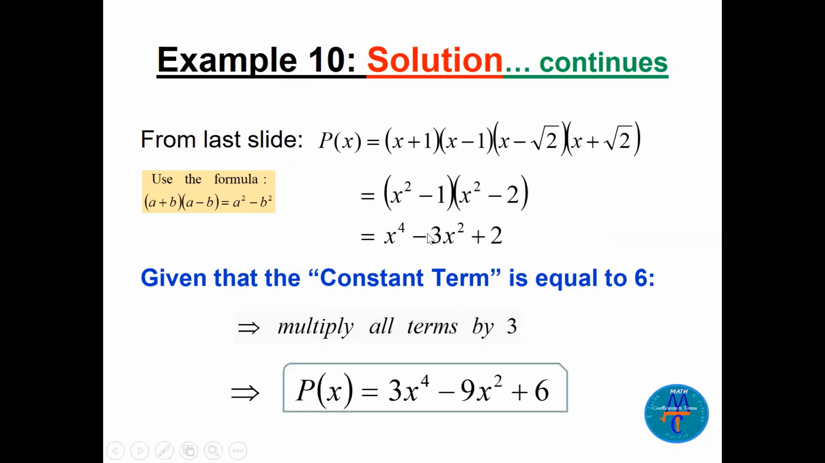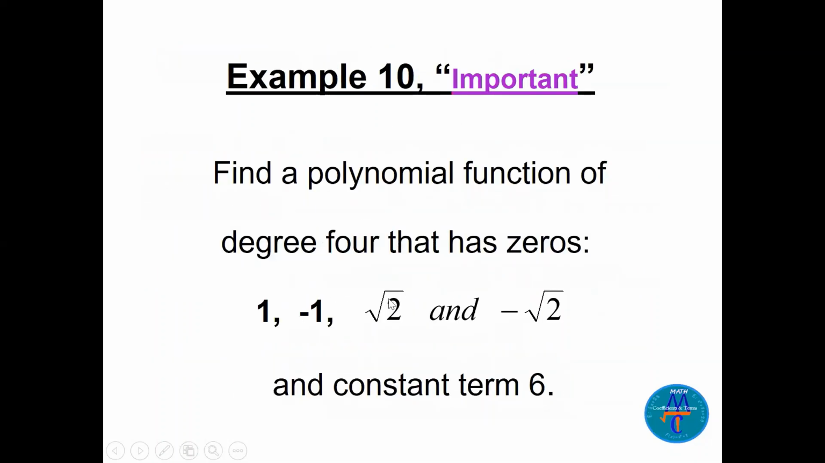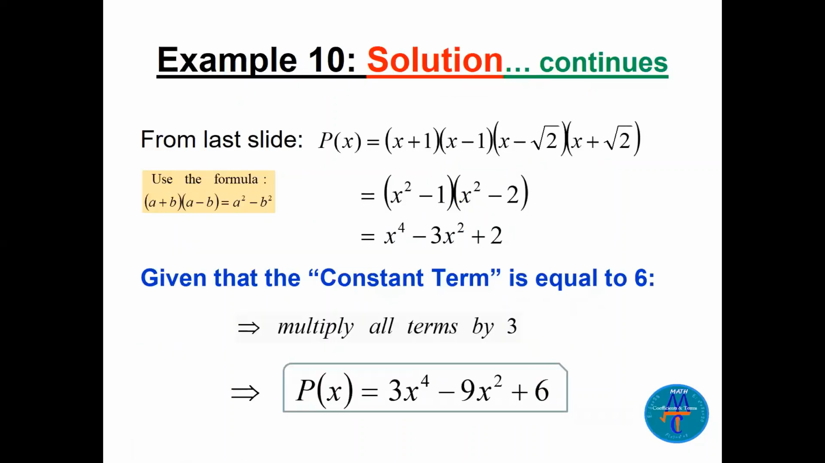That's the answer. Remember, there is a condition, and the question says, I will show it to you here, constant term is 6. So the constant term is 6. But what is the constant term here? It is 2. So I have to make it 6 because the question said the constant term equal to 6. So just multiply everything in this function here by 3, because of the condition. So 3x to the power 4 minus 9x squared plus 6. That's the function. If you find the zeros, you will find 4 zeros there.